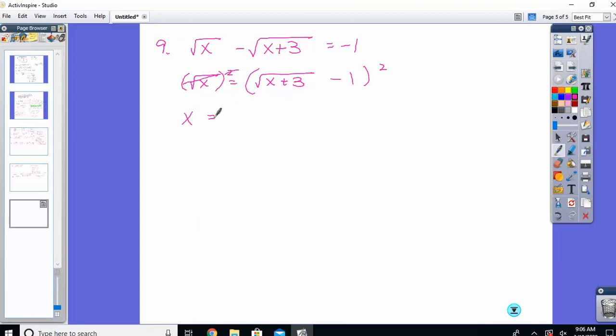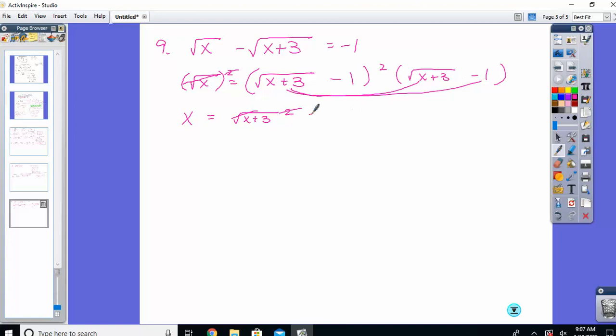On the right, if you have an addition or subtraction, that means you have multiple terms. So we have to FOIL. If you need to, write it again to help yourself. Radical x plus 3 times radical x plus 3 is just x plus 3, because you have the square root of x plus 3 twice, and square root and square drop.